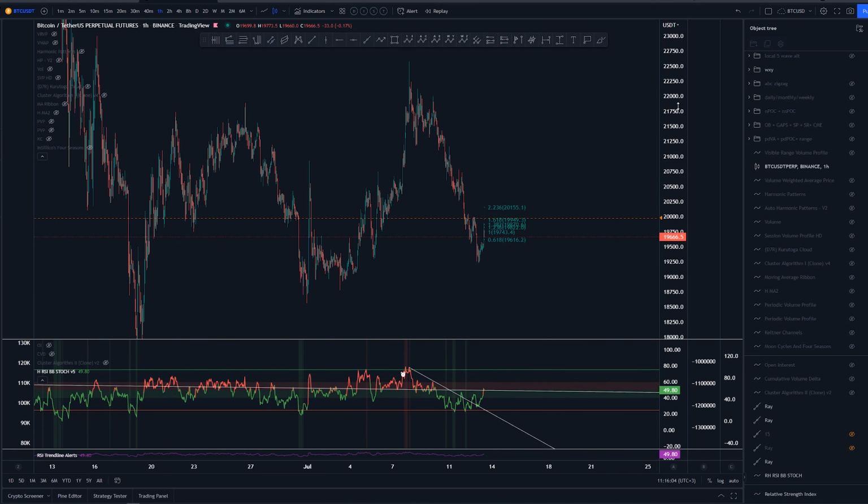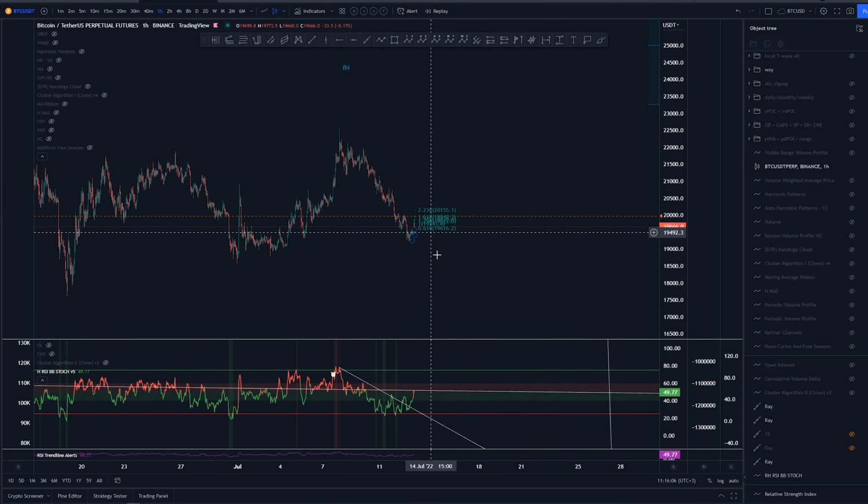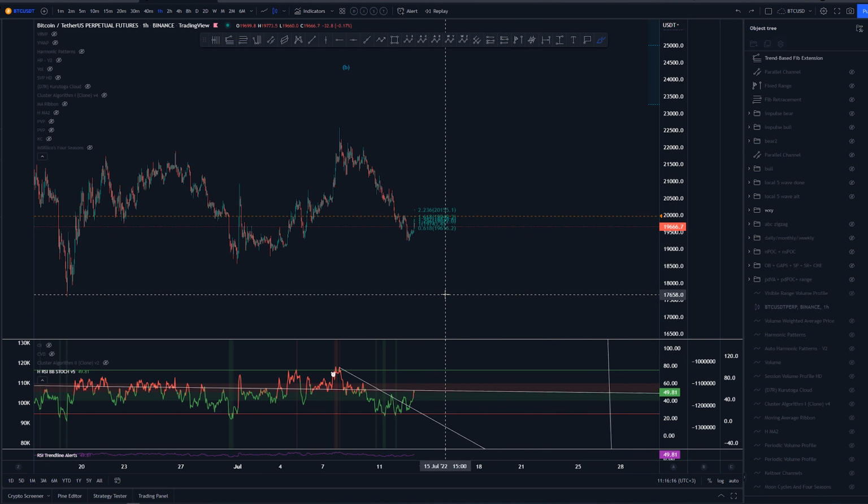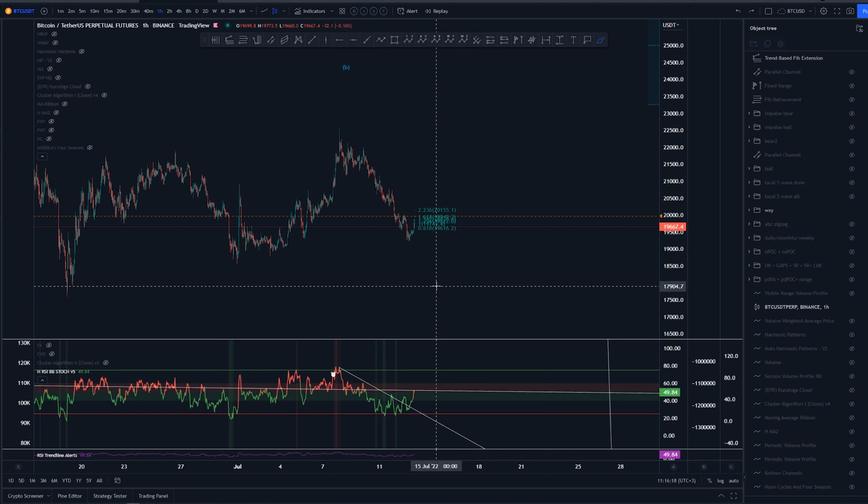But yeah, that is pretty much it. That is my expectation, still lower. We'll see how it turns out. Definitely if we are going to be breaking these highs over here at 20,000, then we could be looking into more bullish ideas. But these are the counts that I'm following at the moment.